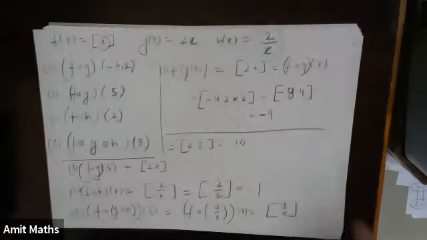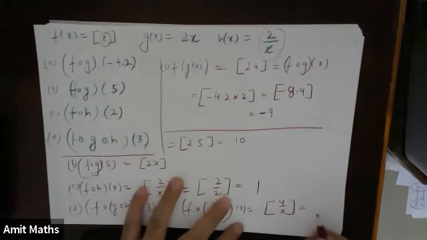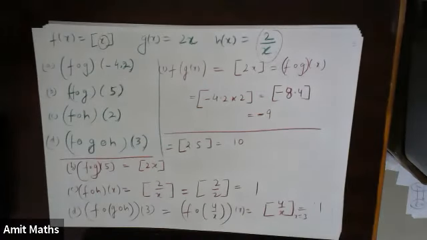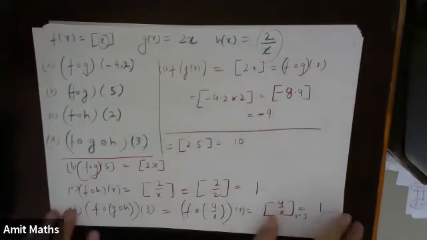Understood? Just check all the answers. Instead of x, I will substitute 3, so at x equals 3 this will become 1. Okay, just check all the answers. This is okay? Fine.